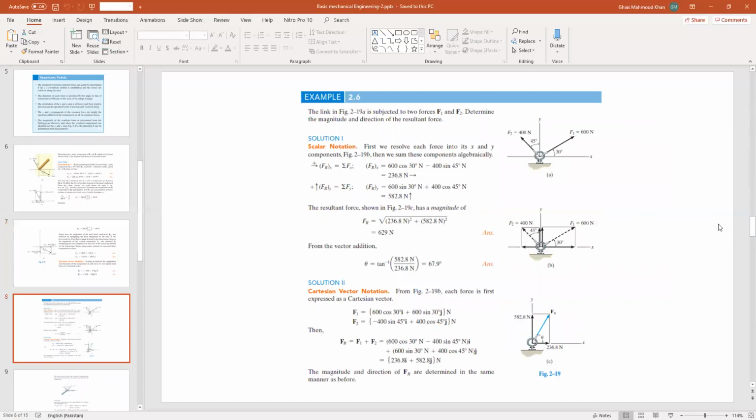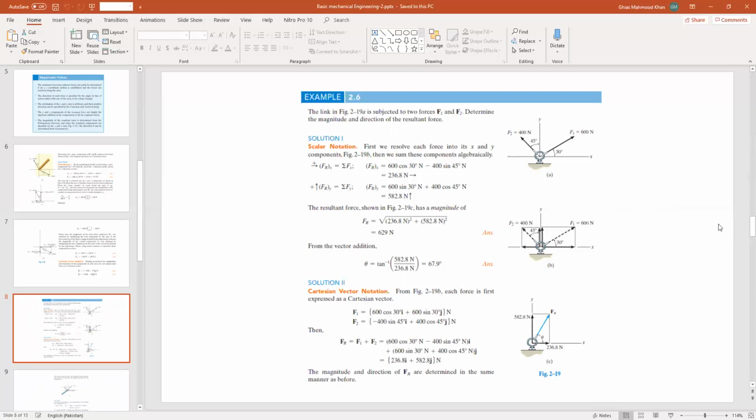Similarly, for example 2.6, it is shown that force F1 is 600 Newton and F2 is 400 Newton. F1 is at an angle of 30° with the x-axis, and F2 is at 45° with the y-axis. If you want to find the force F2x, you can get the angle with the y-axis as well. But even if you don't want to find the angle, you can resolve it onto the y-axis by using trigonometry. FRx is F1x plus F2x.